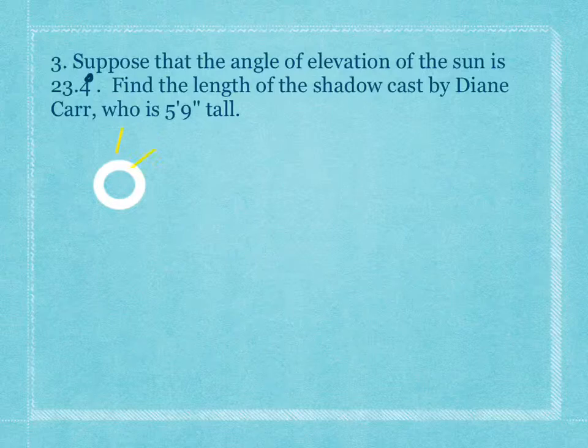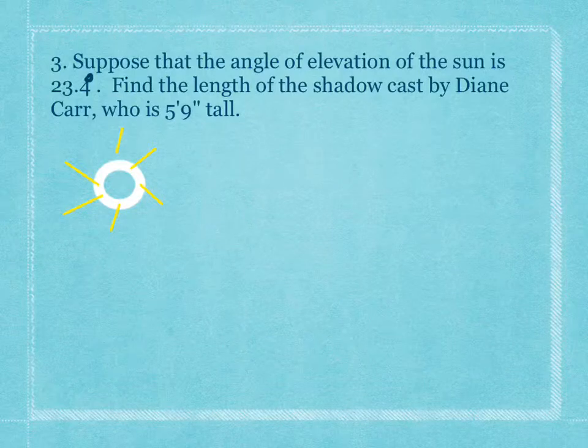And we'll go like that, and now it will be closer. All right, so there's the sun. And the sun is creating a shadow on a person. So we've got Diane Carr, and so Diane is down here. As you know, I do stick figures.